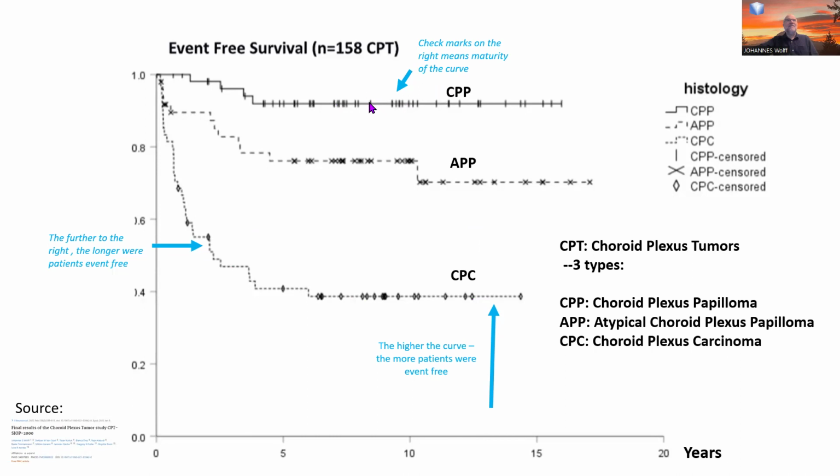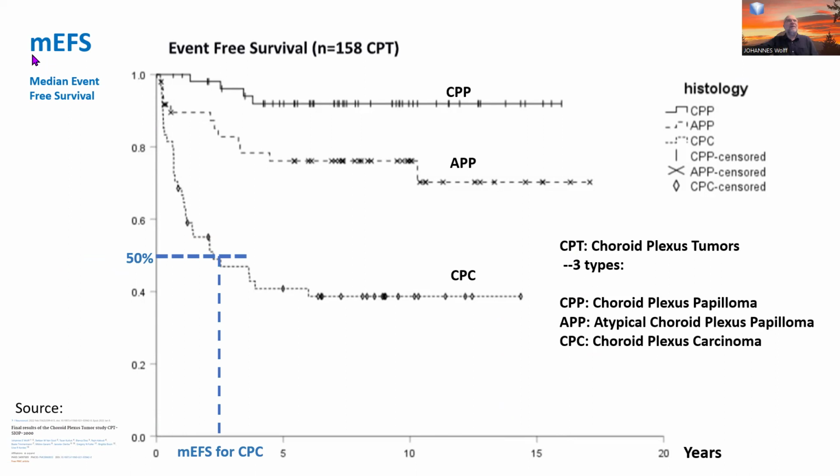So this check mark here means about 8 years of observation. There was one patient that had 8 years of observation, and then the observation time ended, either because that was the time the whole study was analyzed or because data are lost, the patient was lost to follow up. The further those check marks are to the right, the more mature is the curve. So here in the APP, atypical choroid plexus papilloma curve, you see all these check marks far to the right.